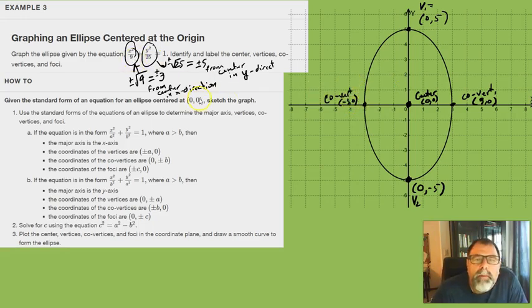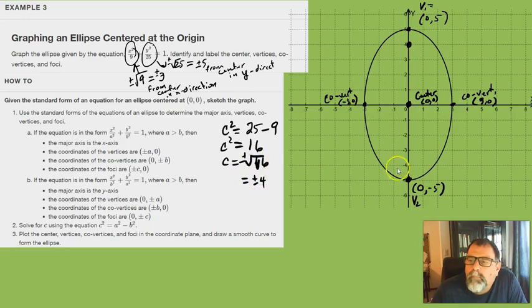So remember, c squared, you're just going to subtract. So 25 minus 9, which is 16. And then the square root of that is 4. And again, c would be just the positive one, but square root of 16 is plus or minus 4. So we go plus 4, minus 4. Technically c is 4.